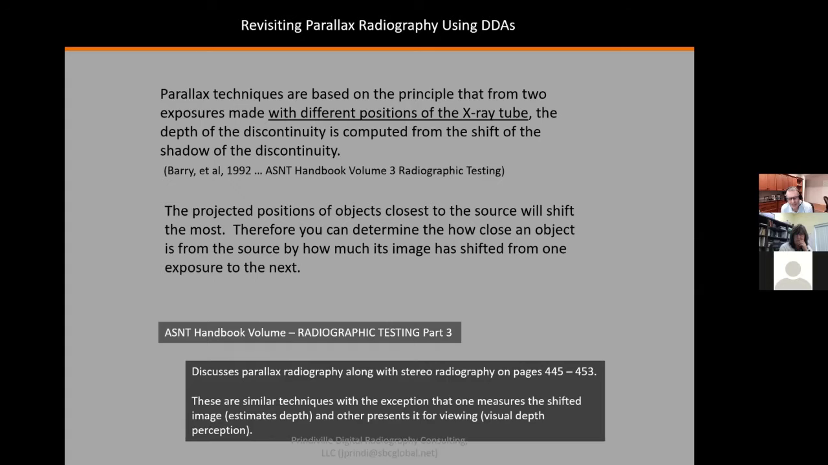There's another similar technique, stereo, that also deals with a shift. Parallax actually measures the depth, where stereo gives you a visual depth perception.